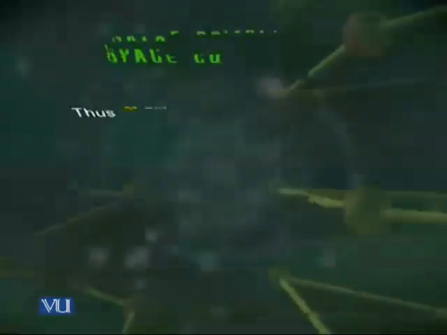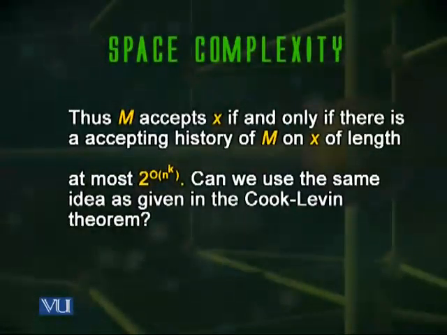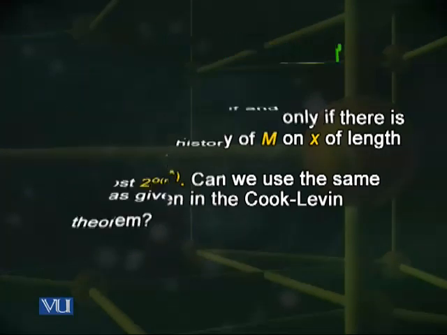What does it mean for M to accept X? Well, M accepts X, remember, if and only if X is in A. And we were doing similar things with the Cook-Levin theorem. Lastly, we can also say that M accepts X if and only if there is an accepting history of M on X of this length. So, in other words, we're doing something extremely similar to the Cook-Levin theorem.